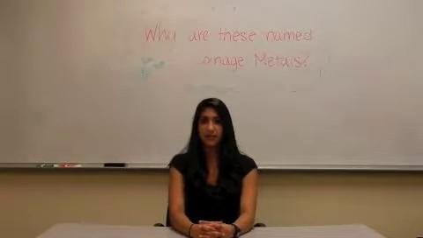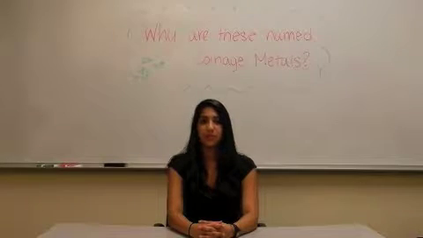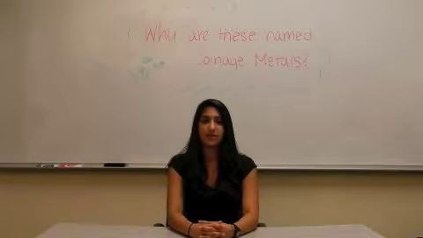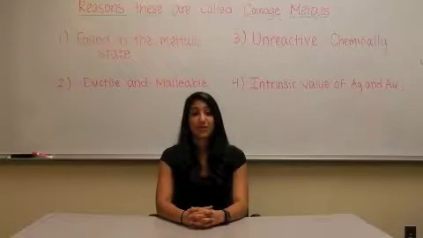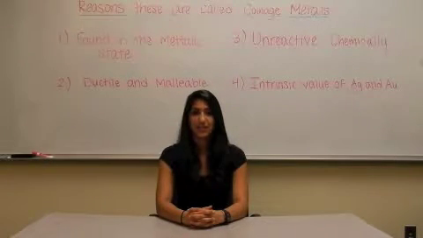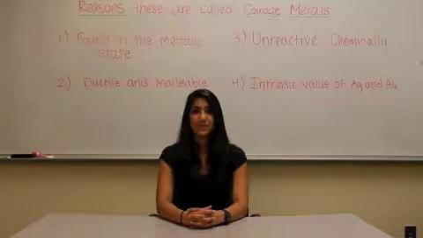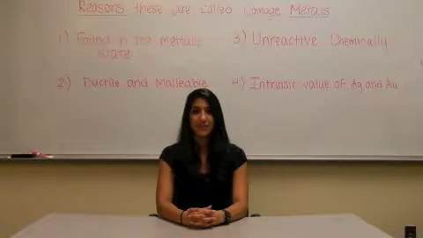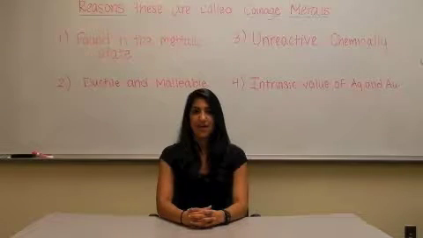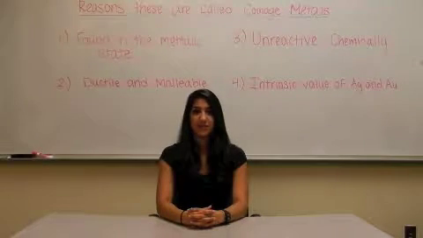To start off today, we're going to go into a little more detail about why these were called coinage metals. Historically, they were named so because of their purpose, but we'll go into the details of the 4 reasons why they were so optimal for this use. So the 4 reasons why these are called coinage metals include the fact that they are easily found in a metallic state, they're ductile and malleable, they're quite unreactive chemically, and Ag and Au are known to have intrinsic value.